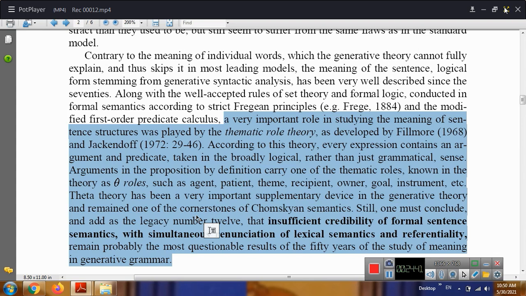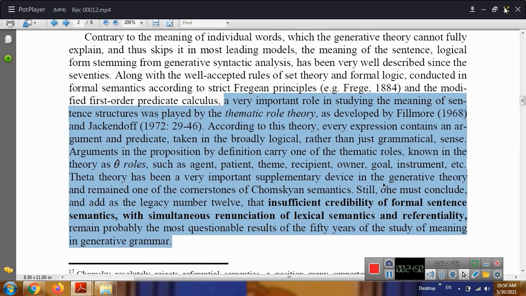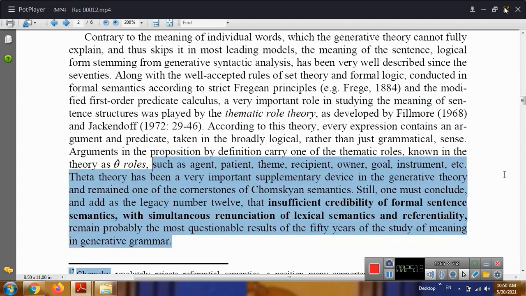Based on this theory, every expression contains an argument and predicate, which are logical rather than grammatical in sense. Arguments in the proposition, by definition, carry one of the semantic roles known in the theory as theta roles. Dear student, here you can see the theta roles.